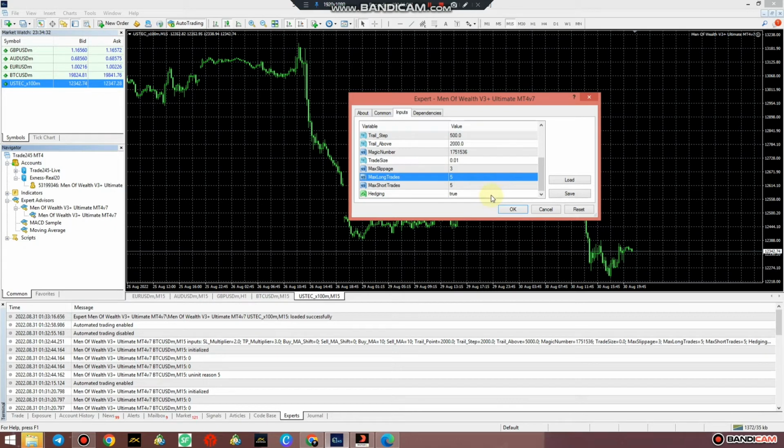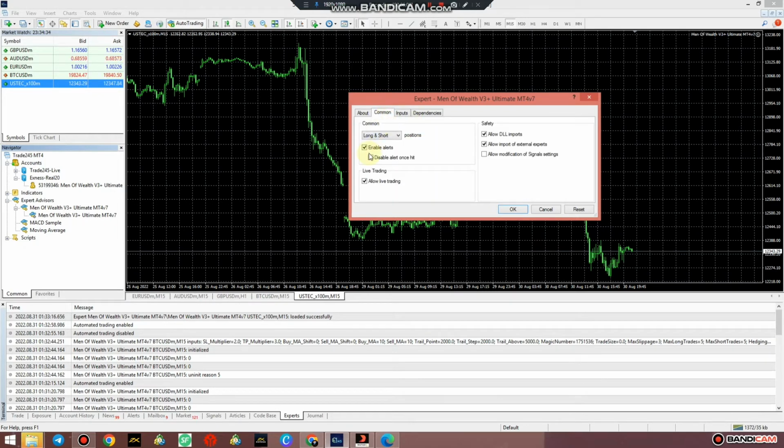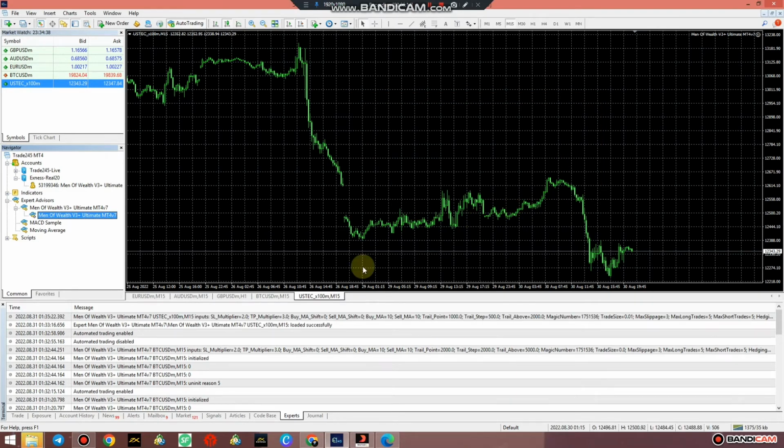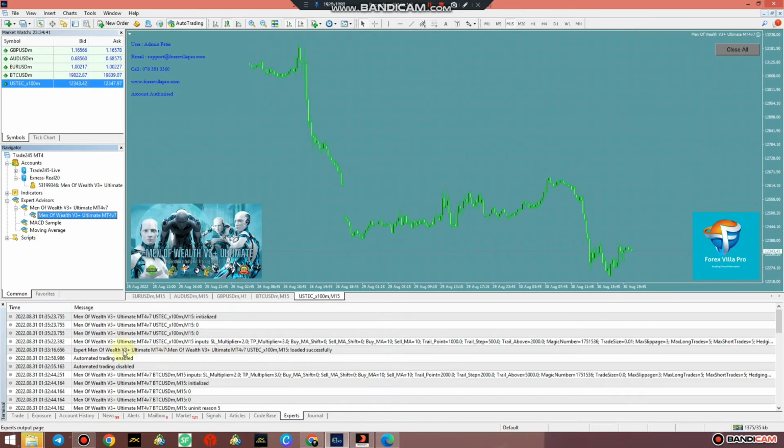With that being said, we already have our things plugged in, and just check live trading is on, about it's on, and just say okay. And the minute you press that, it tells you it loaded successfully. Yeah, expected manual file has been loaded. Example, like it has been loaded successfully.